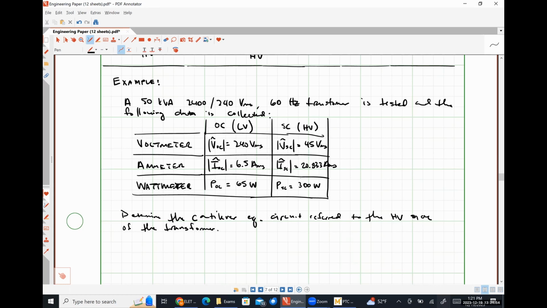So we need to make an arbitrary decision here. Which side is going to be our primary and which side is going to be our secondary? It's just, we only need to make this distinction so that if we have to use a squared to refer something from the primary to the secondary or vice versa, we know which number is supposed to go on top.